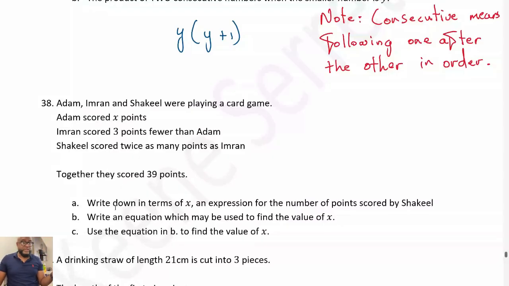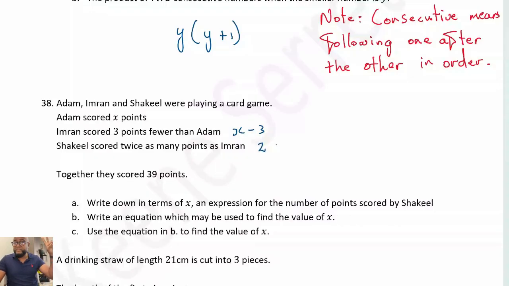Everybody good there? What the question asks? So watch, I just go and write it here. I just go and write what Imran got. They didn't ask us what Imran got, but it will be x minus 3. Everybody good there? Yeah. Shakil scored twice as many points as Imran. Twice means what?